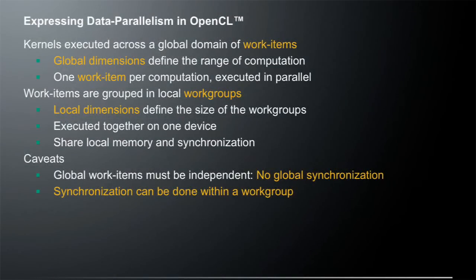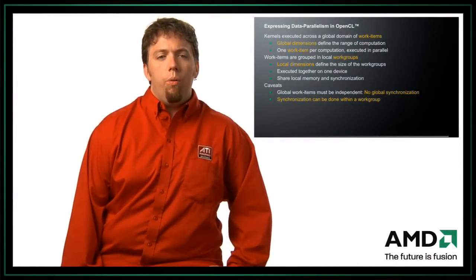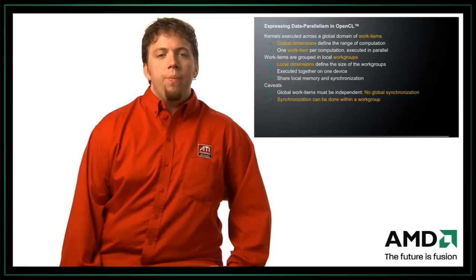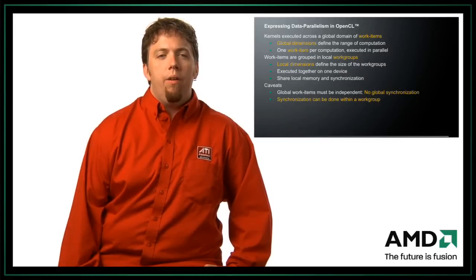It's key to note that kernels are executed across a global domain of work items. Our global dimensions define the range of computation. One work item per computation is executed in parallel. But we can further group our global domain into local work groups. And so our local dimension tells us the size of our local work group. And these are executed together on one device. And the reason they're executed together on one device is that that way we can share local memory and synchronization.